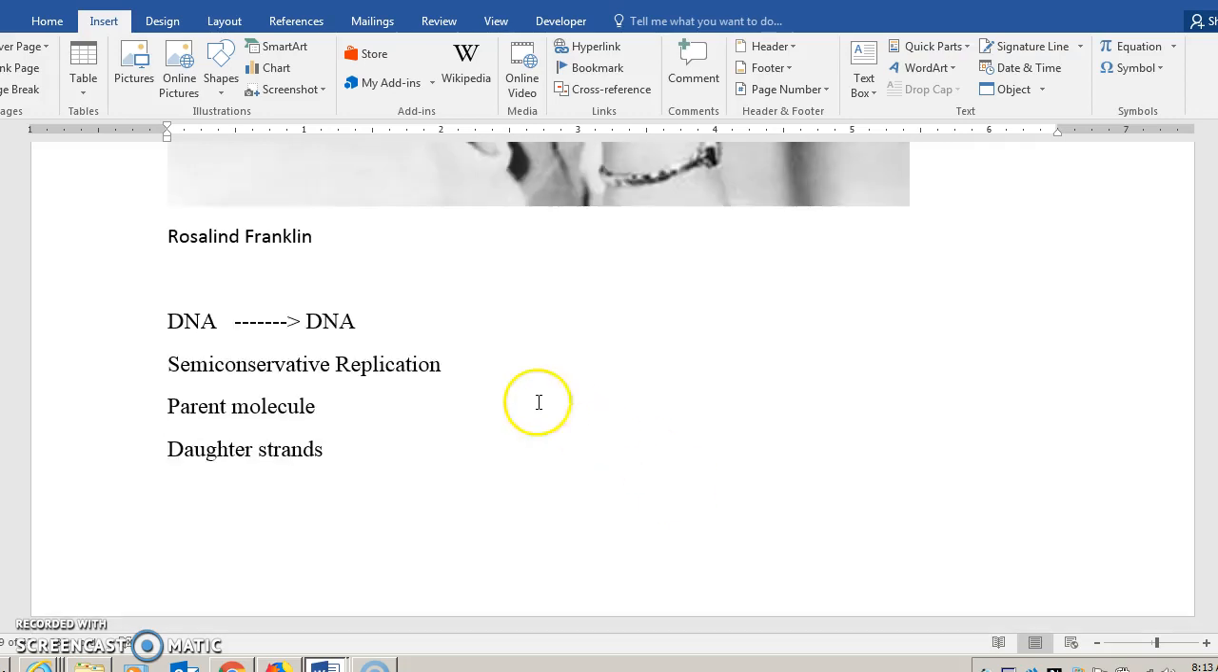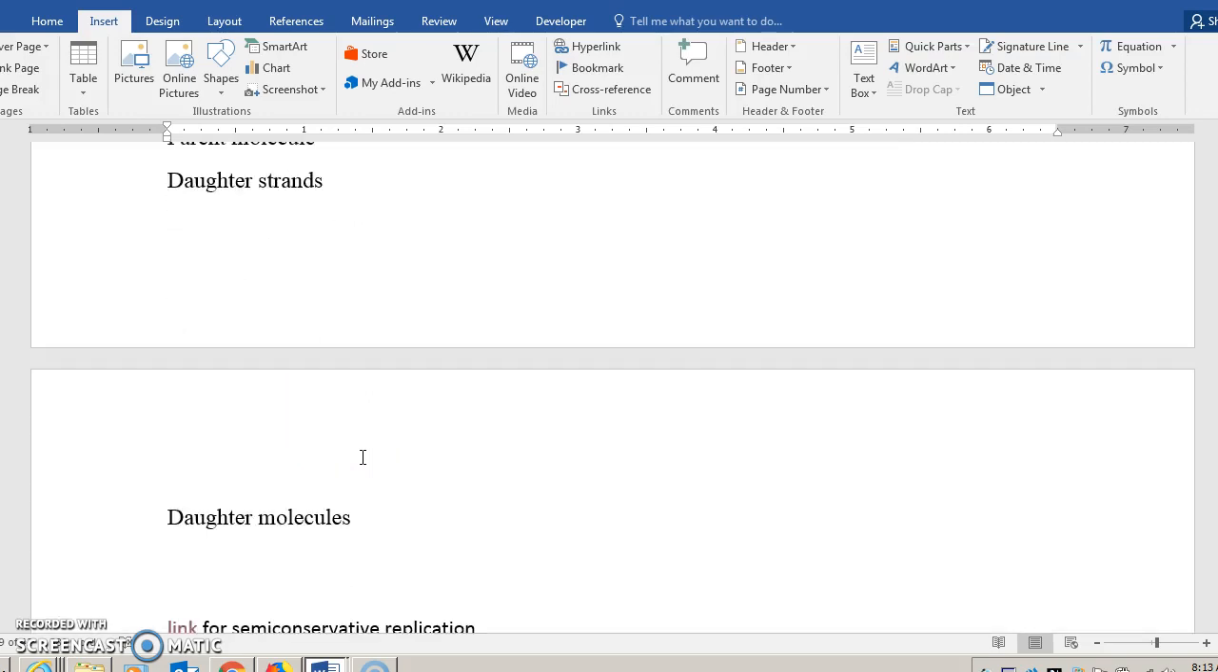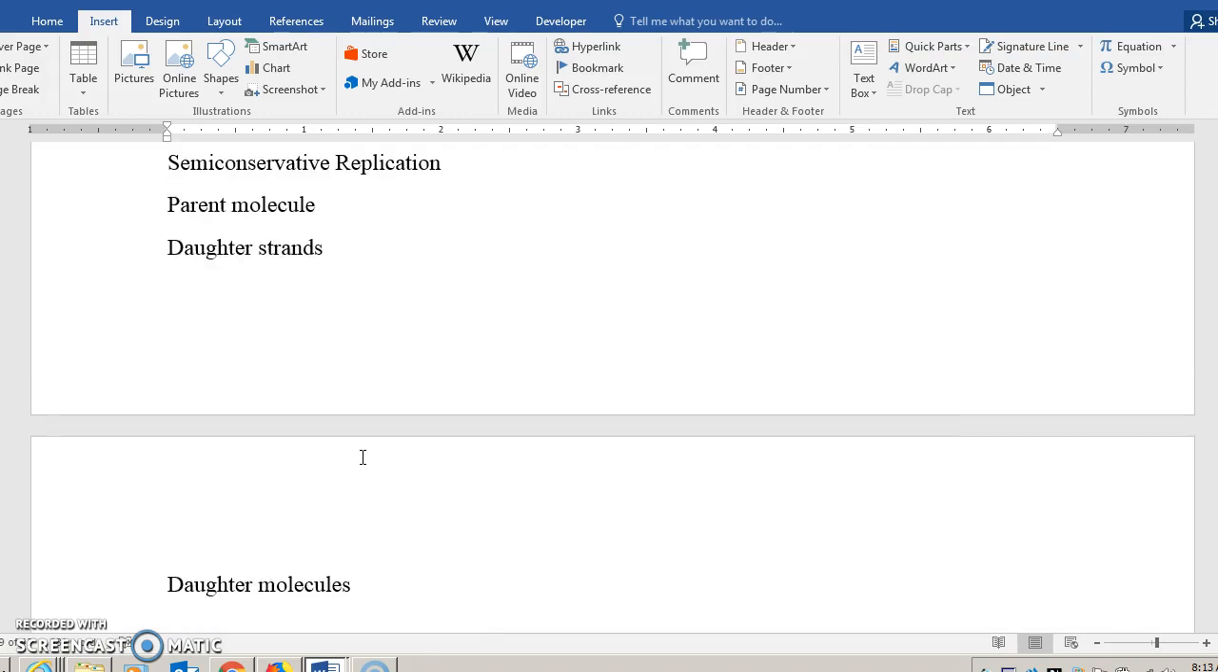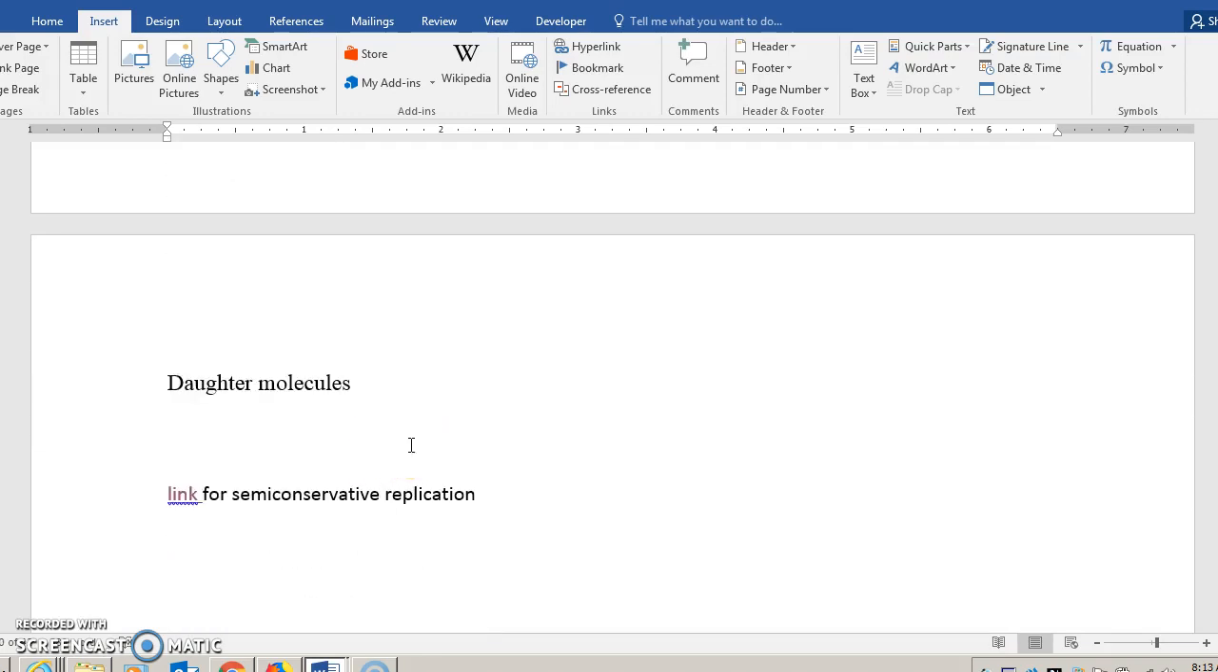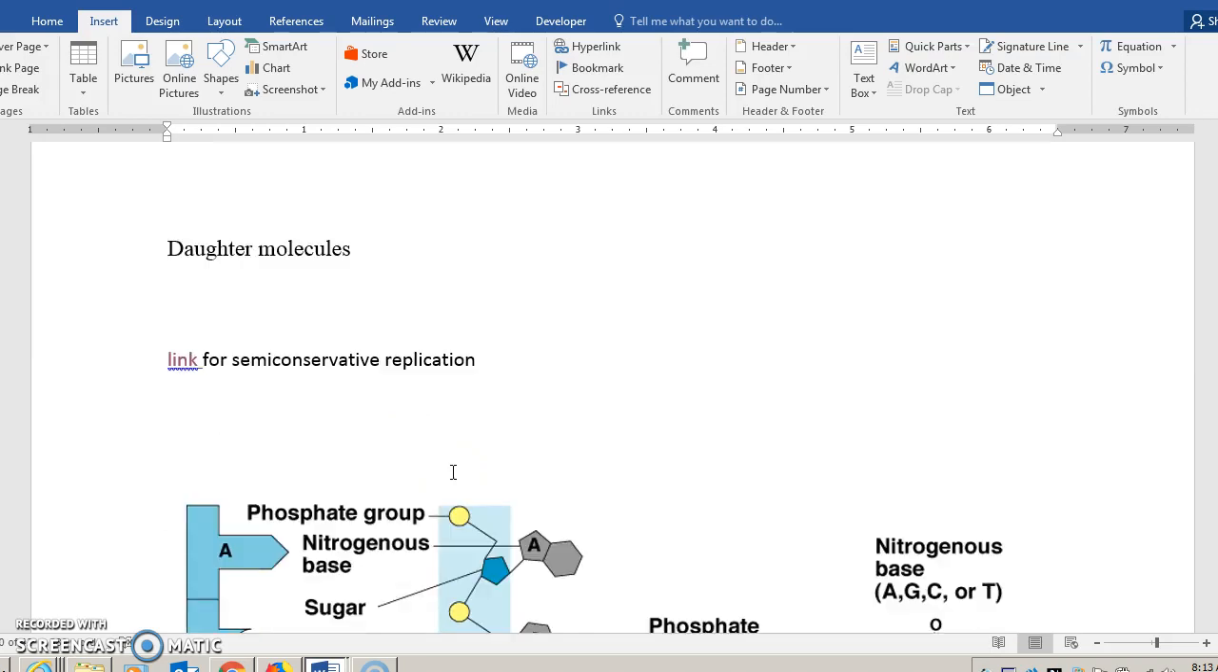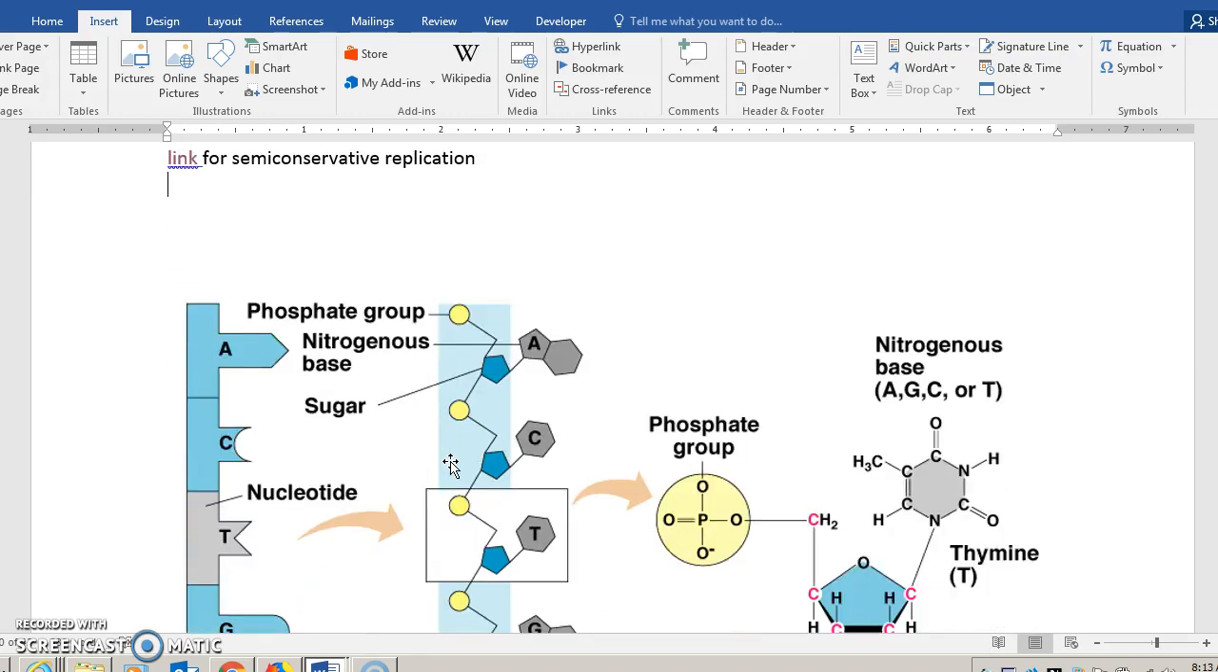One of the things that we understand is that DNA comes from DNA. And DNA is made from DNA in a process called semi-conservative replication. As I describe this process, I'll talk about the parent molecule, I'll talk about the daughter strands. And I'll probably mention the parent strands too, and then the daughter molecules. I'll try to explain those as I go through it. I do have a link for semi-conservative replication.